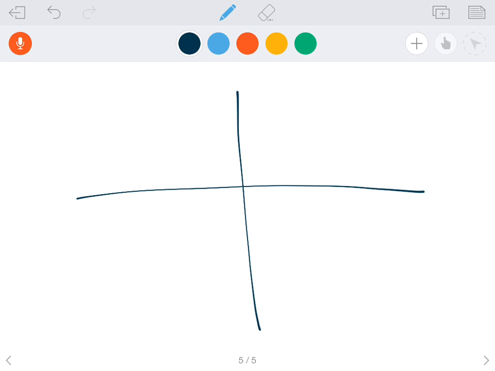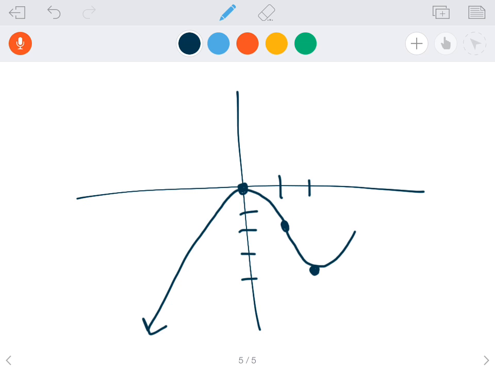I've learned that I have a max at 0, 0. I've learned that I have a minimum at the point 2, negative 4. And I've learned that I have a point of inflection at 1, negative 2. I've learned that from negative infinity to 1, negative 2, the graph is concave down. And I've learned that from 1 to positive infinity, the graph is concave up.